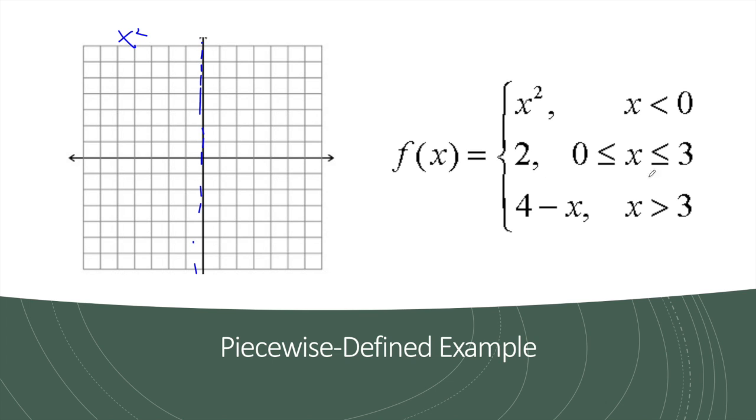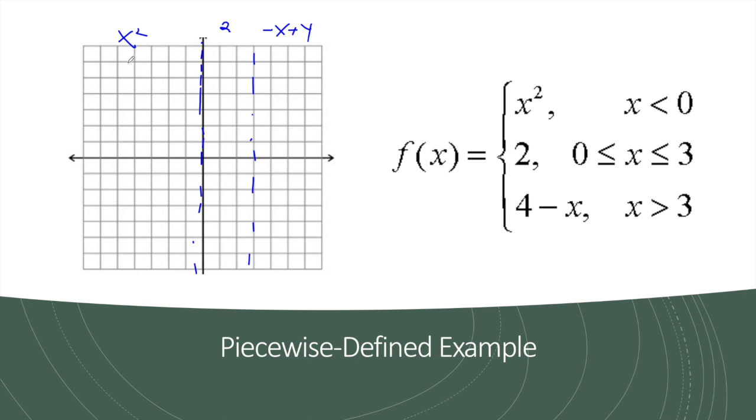Now I have when x is between 0 and 3, my function is 2. So between 0 and 3, 1, 2, 3, here's my second section. I just have that f of x is 2. And last but not least, when x is greater than 3, I have 4 minus x. I'm going to write that as negative x plus 4, right? That'd be easier for us to graph.